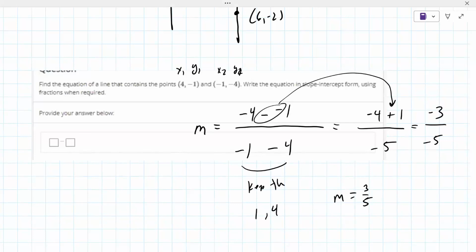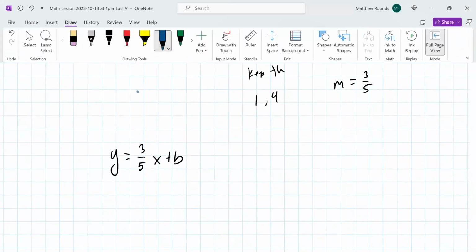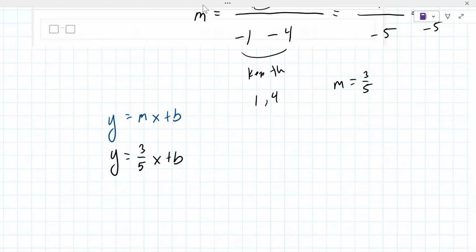Is that okay? Yeah, so it would be positive. Yes, the double negatives cancel. Negative over negative cancels. All right, so now we've got y equals 3/5 x plus b. That comes from the equation of the line y equals mx plus b. So this is the more traditional way to do it. And your goal here is to solve for b, which means you need an x and a y.